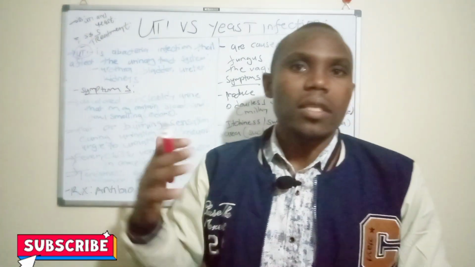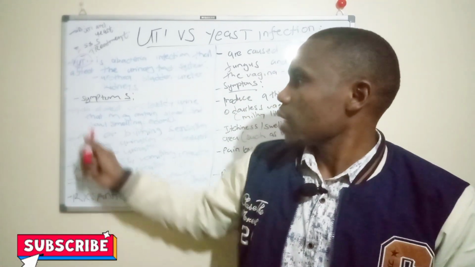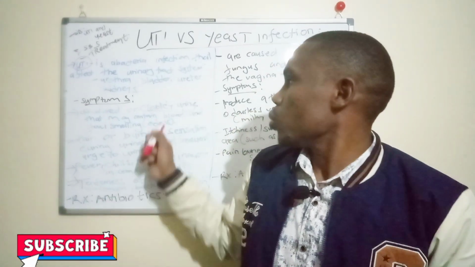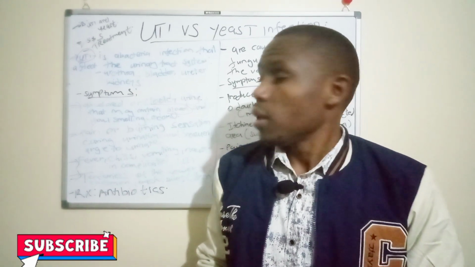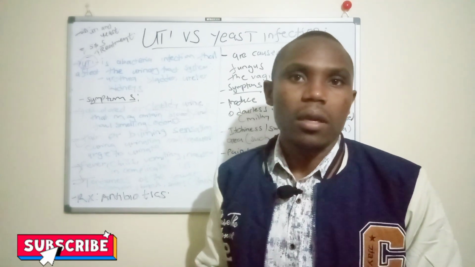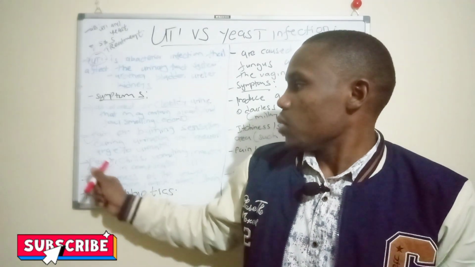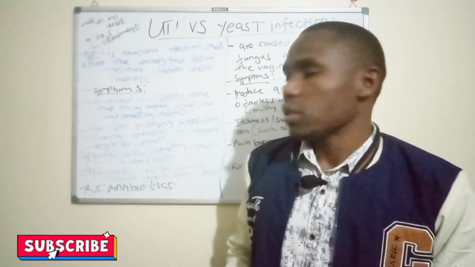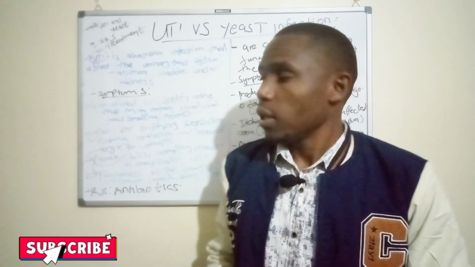Now, on the signs and symptoms, one can present with discolored or cloudy urine that may contain blood and have an odorous smell. The other thing is having pain and burning during urination. One can also present with fevers, vomiting, and nausea in complicated urinary tract infections.